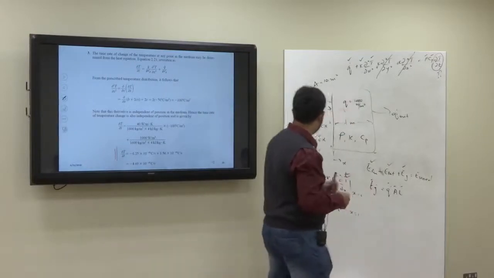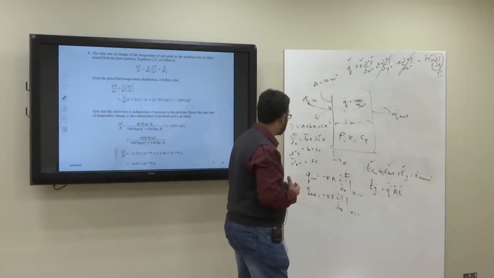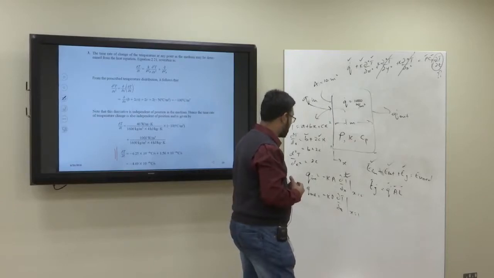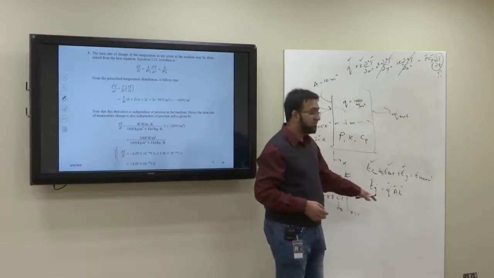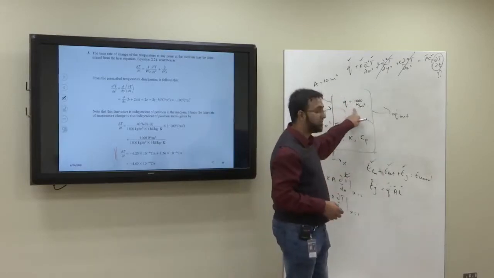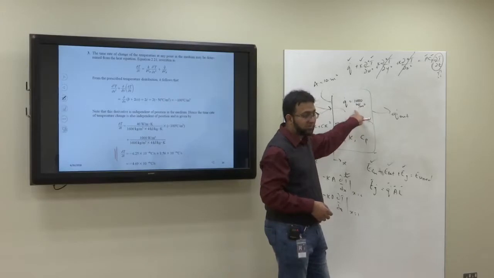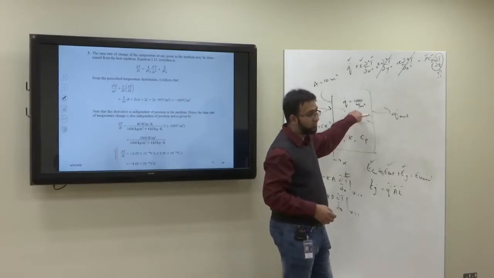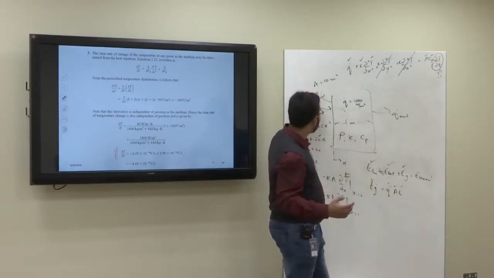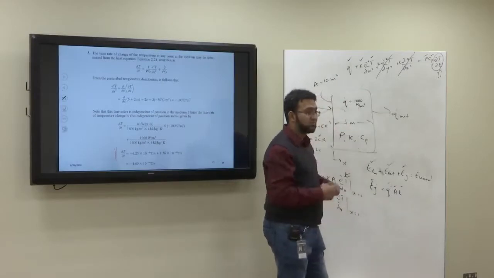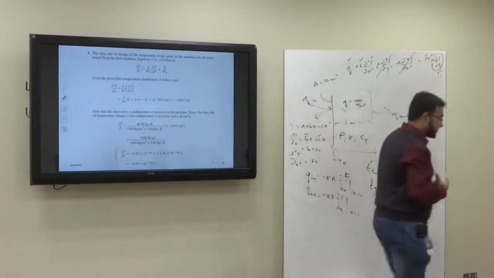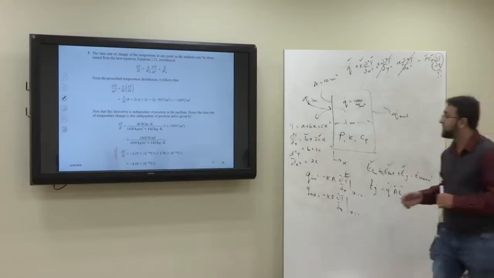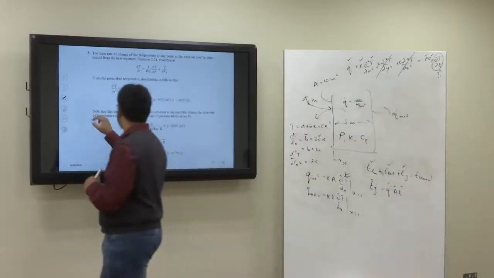Where did we bring this from? The energy storage is the energy generated, and the energy generated is 1000 watt per meter cube. So you have to multiply it by meter cube, the volume. Where is the volume? Volume is area multiplied by the thickness. Thickness is L, area is A. Is it clear? Okay. So in this way, this problem is also done.